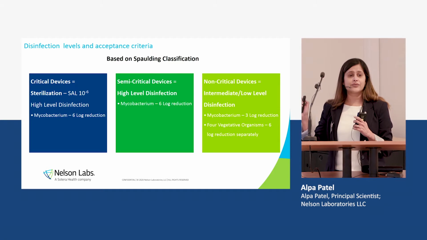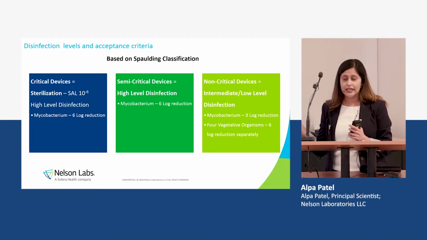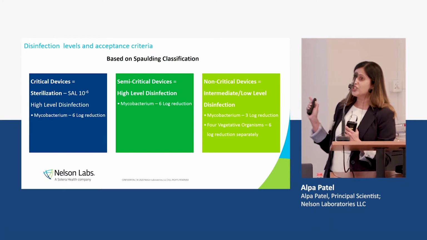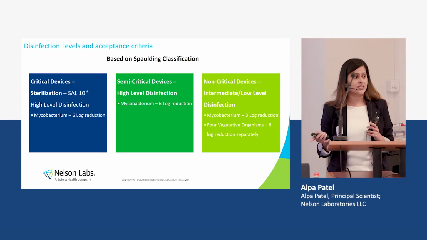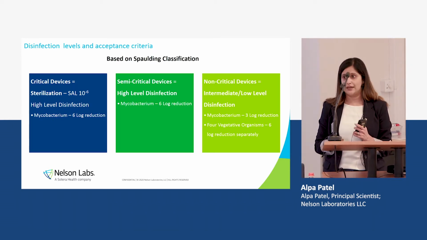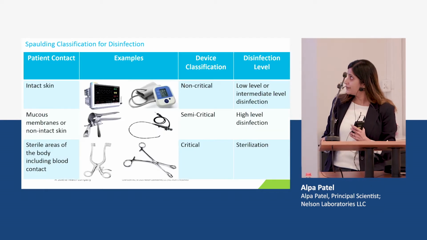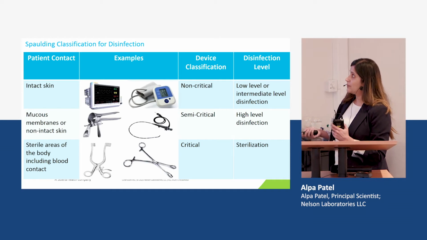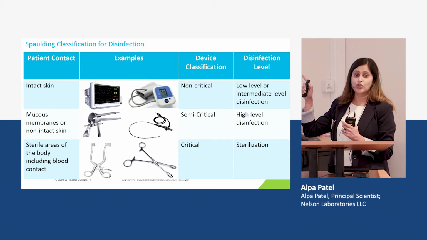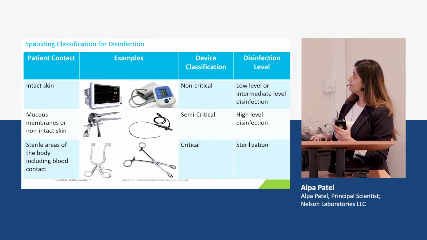They each have their designated bacteria, microbes that you have to use for validation, and designated log reduction values that are required to show that you have shown the efficacy for the category that you're claiming your product to be. These are some of the examples that I have put up here so you can see what an intact skin device would look like for mucosal membranes and sterile areas.